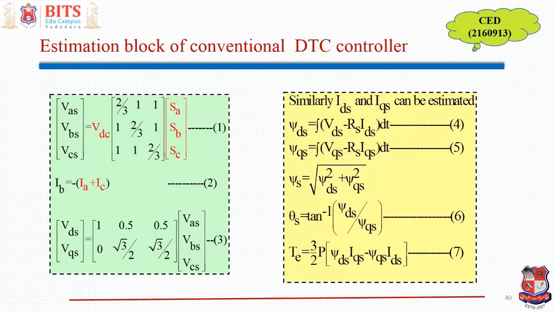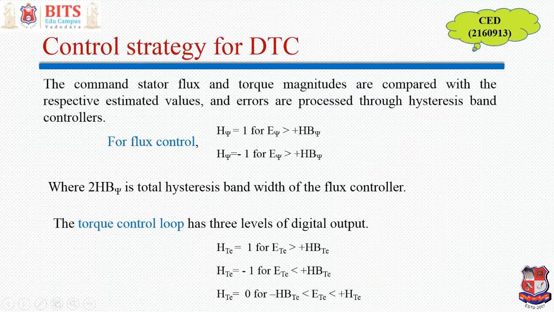These are the estimations. This is the switch position. If you know the value of VDC and which switches are on, from that you can calculate ABC. Then you can calculate DSQS from the transformations, and then the remaining calculations you can estimate very easily. You can see only stator resistance is required in all this calculation. All other values are nothing but the measurements carried out, right? So this is the control strategy which we were talking about.